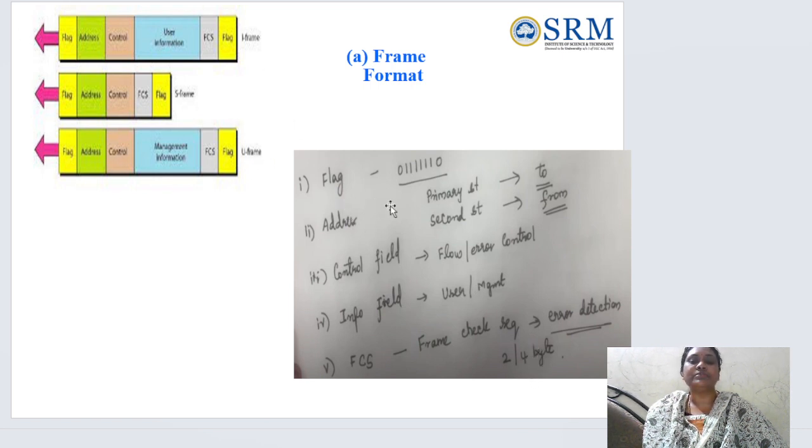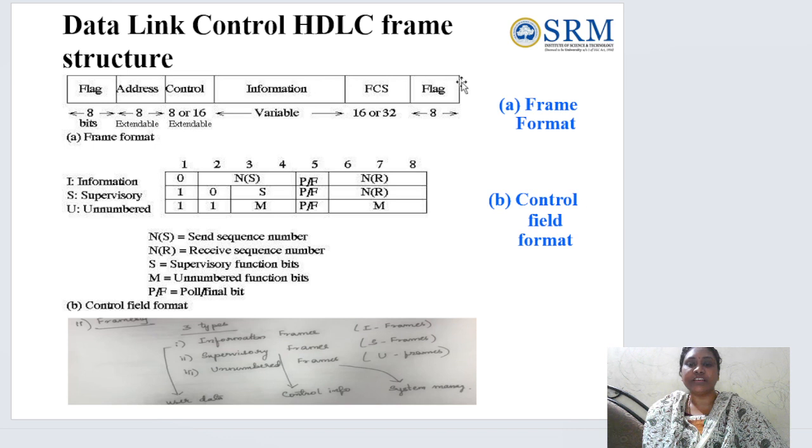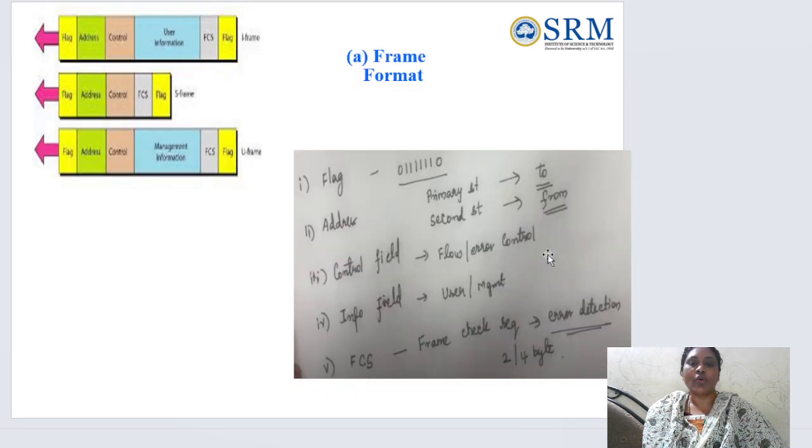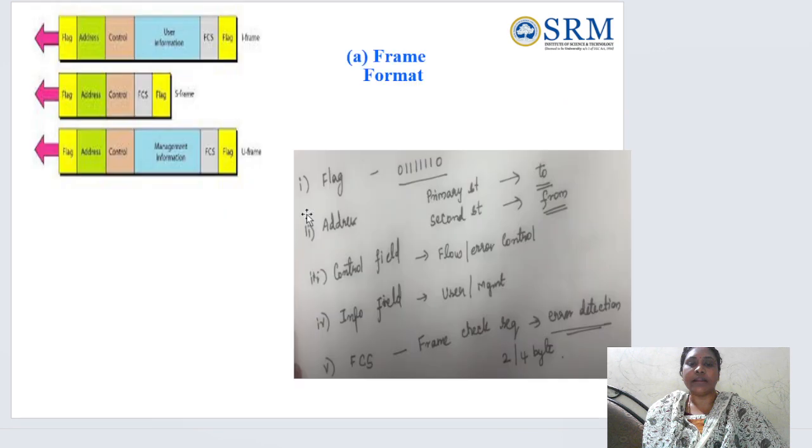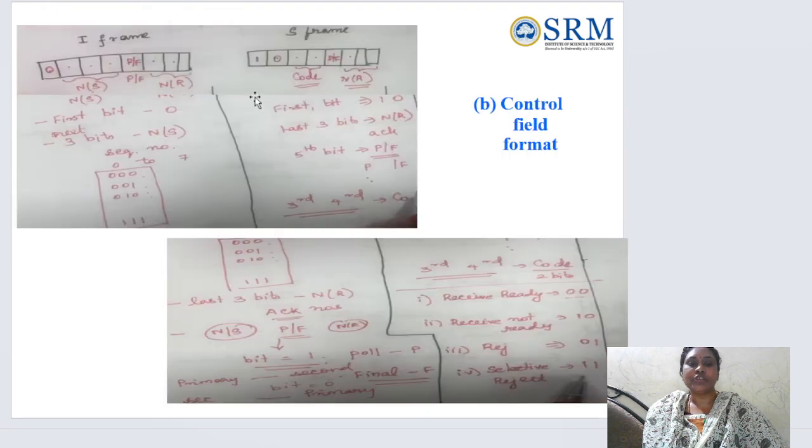So this is the frame structure, which we are going to discuss in detail. This is the frame structure for everything. The next one we are going to see is the control field format. We can see these things very elaborately. The first one is the I frame, which is one type of control field frame. The next one is the S frame.